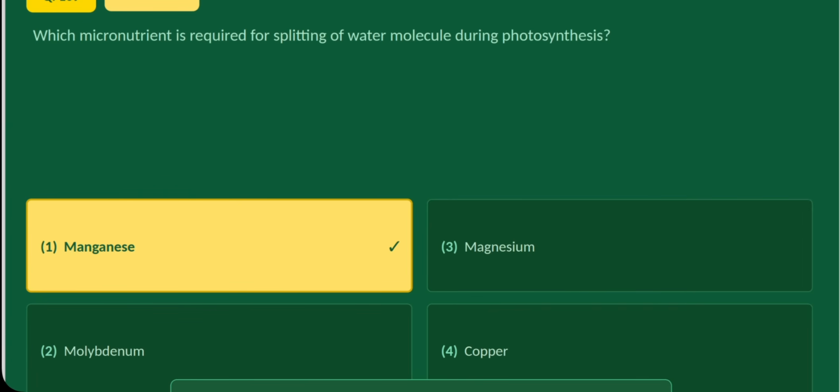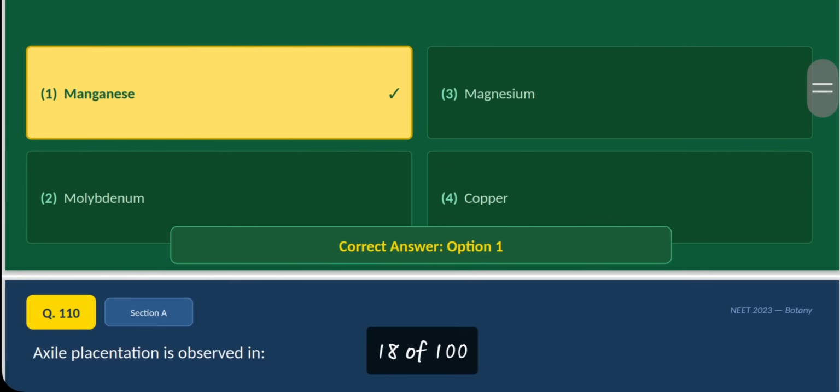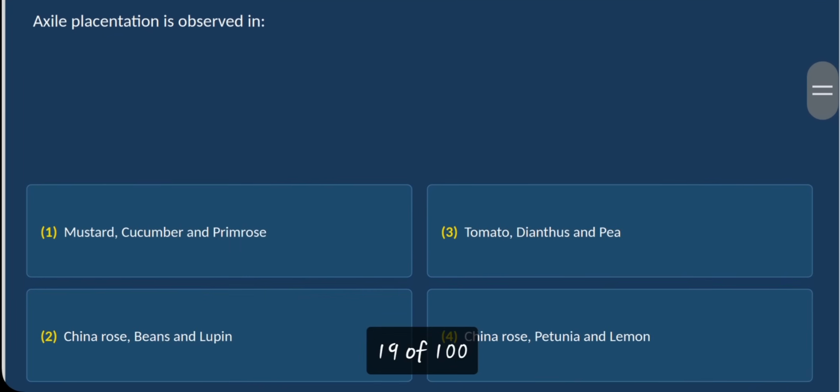Even there they had mentioned it, but from the chapter of photosynthesis you can remember it as manganese. Helps in photolysis of water.